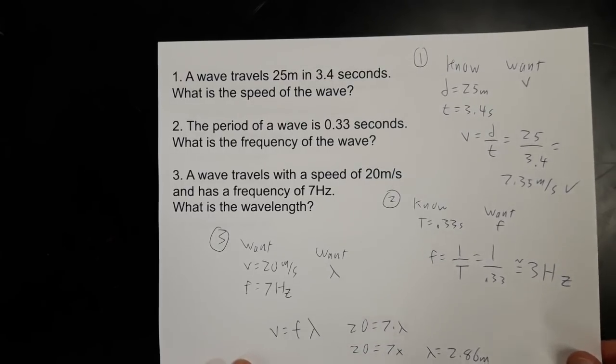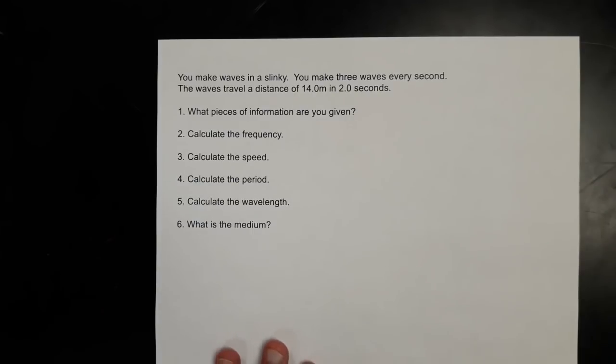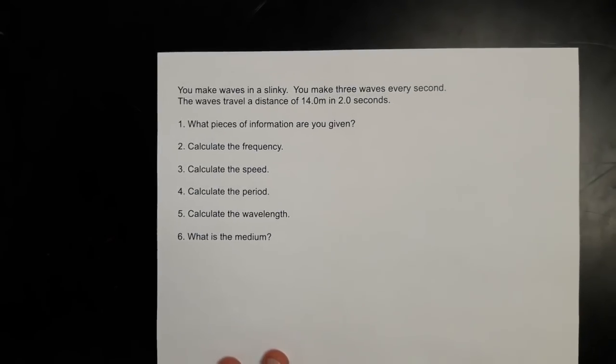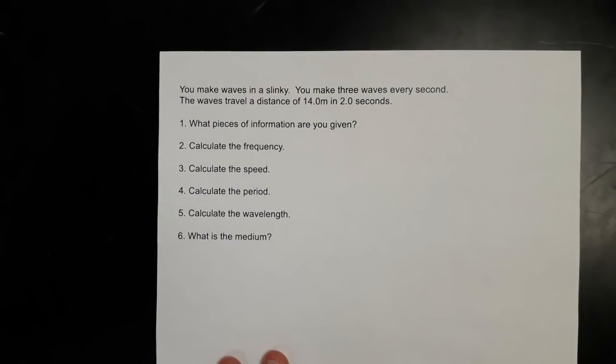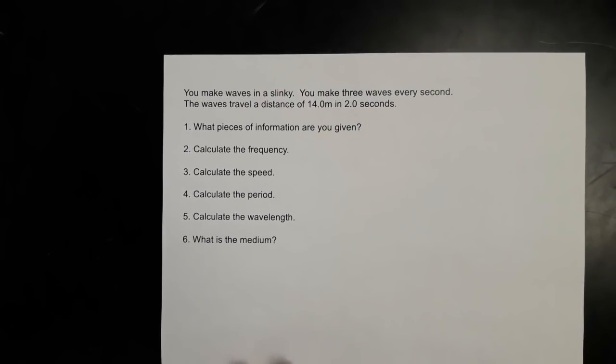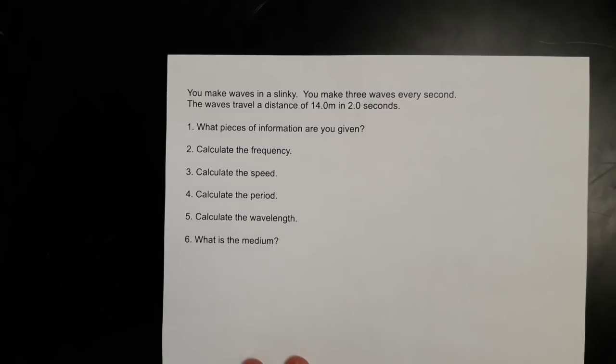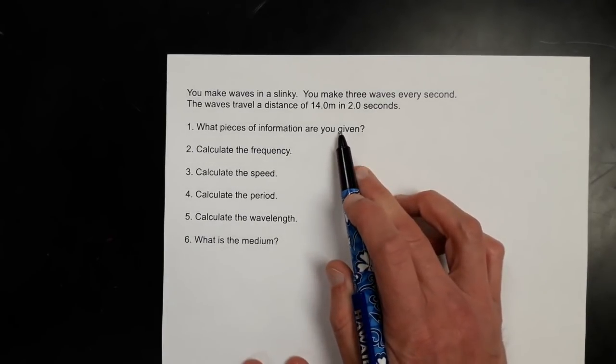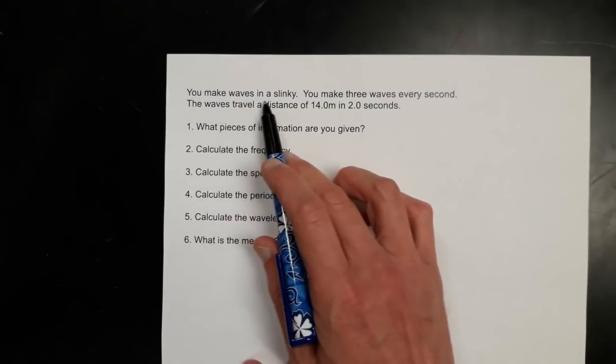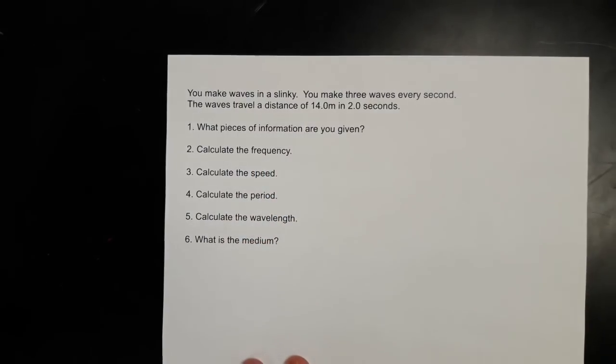Great. Now, let's do a little harder problem. This is more of a challenging question. This is more like something you get on a full-on test. So let's take it and use our problem-solving strategy. Number 1, what pieces of information? Oh, let's read the problem. You make waves in a slinky. You make 3 waves every second. The waves travel a distance of 14 meters in 2 seconds.